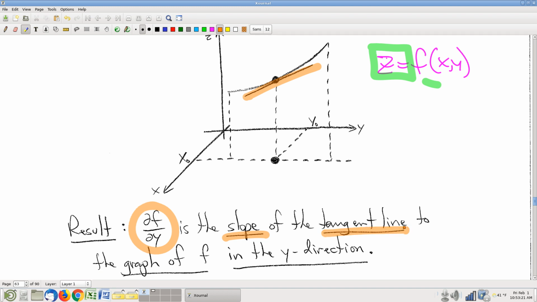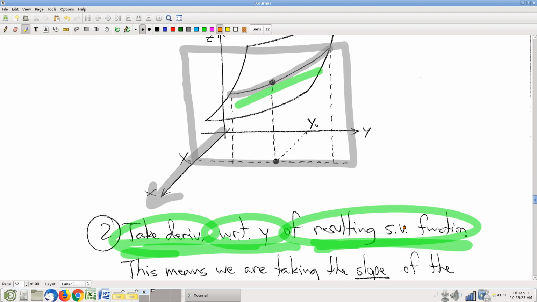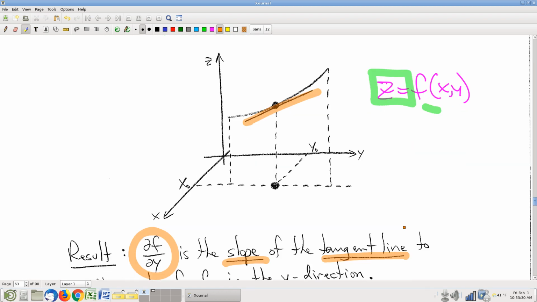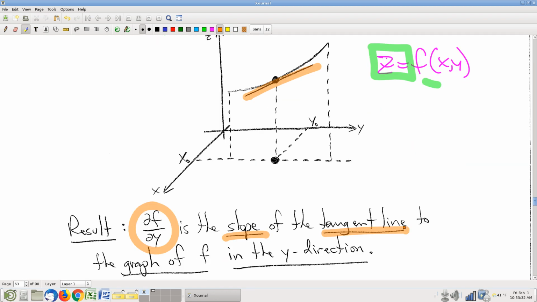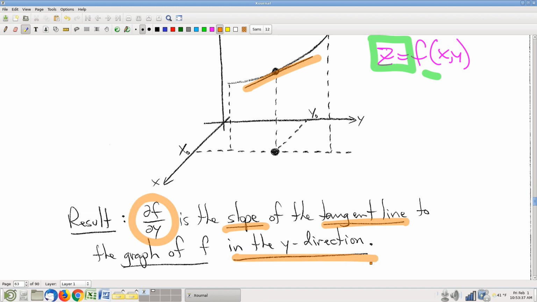Okay, wait a second. Which tangent line? There's lots of tangent lines to this surface. Which way are we going? There's a specific tangent line here. We're looking at the slope of the tangent line in the y direction. And just for emphasis, a reminder, the tangent line to the graph of the function. It is not the slope of the tangent line to a level set of the function. We're not talking about level sets here. We're in the graph context, so we're talking about tangents to the graph.